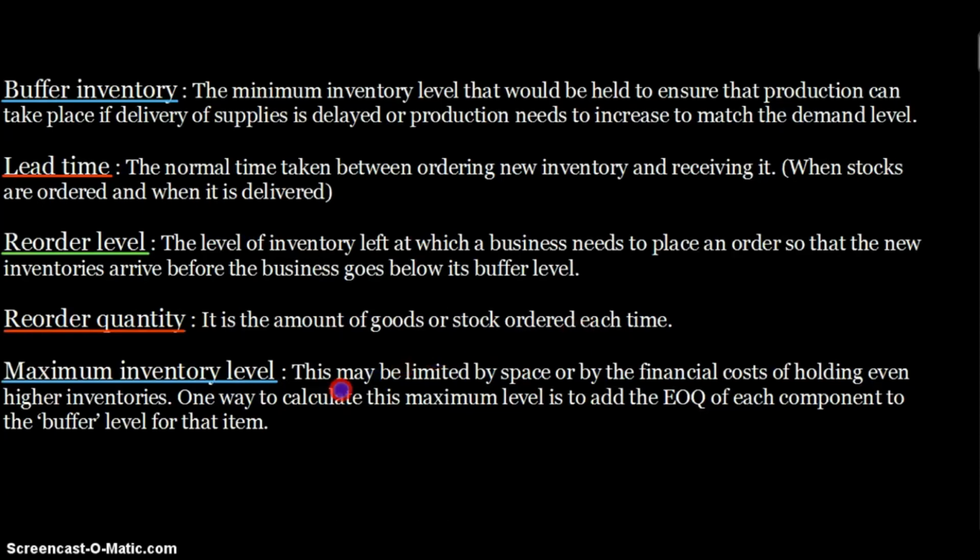Maximum inventory level may be limited by space or by the financial cost of holding even higher inventories. So of course you know what maximum inventory level is, but it is limited, and it varies from business to business. It is limited by your space or the financial cost of holding high inventories. One way to calculate maximum inventory level is by adding the economic order quantity of each component to the buffer level for that item, like the quantity that is ordered.